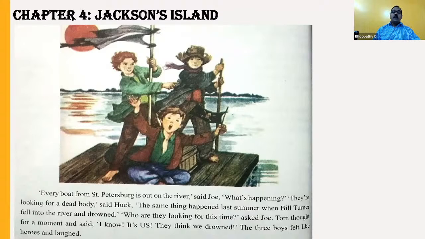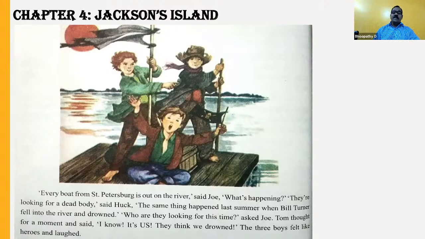Actually, they were looking for a dead body, and whose bodies were they looking for? It was a surprising thing. The same thing happened last summer when Bill Turner fell into the river and drowned, and there were so many boats in search of the body. "Who are they looking for?" asked Joe. Tom thought for a moment and said, "The people of St. Petersburg thought that these three boys drowned in the Mississippi River, and the townsmen were in search of the three boys' dead bodies."